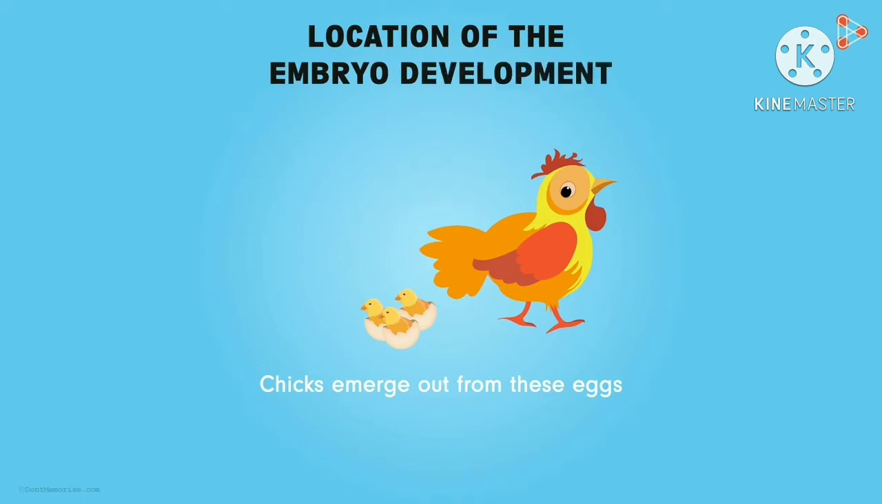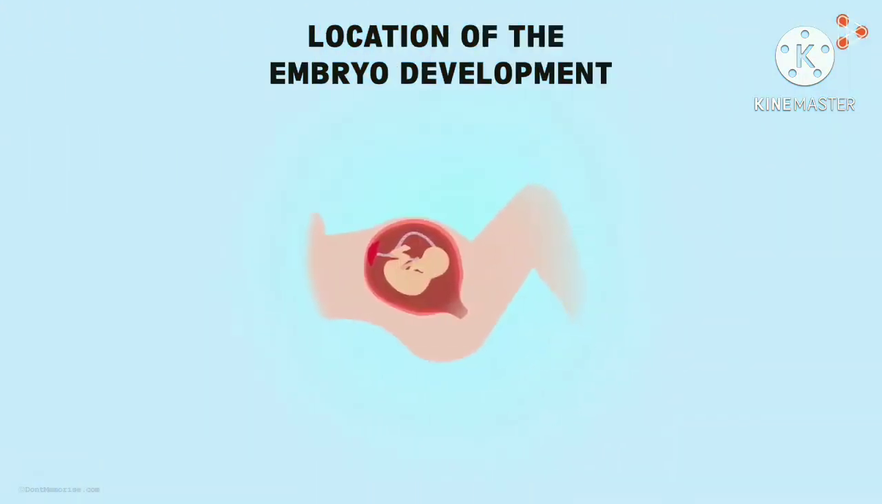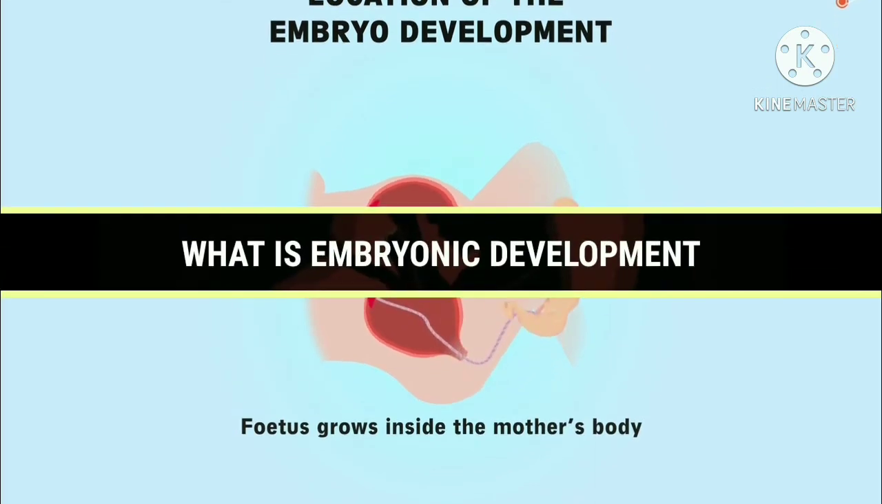So how do we categorize the two types? It's simple. The first type is as we have seen in the case of humans. The fetus grows inside the mother's body. It results in the mother giving rise to the young one directly.